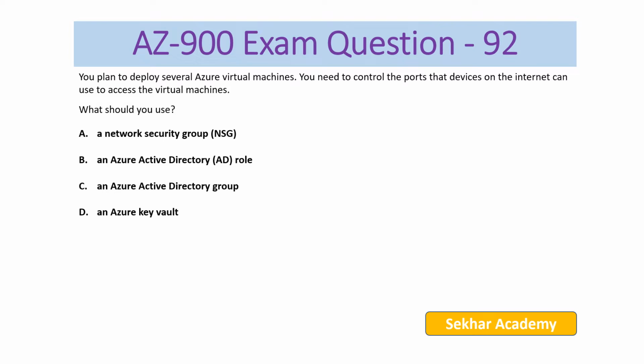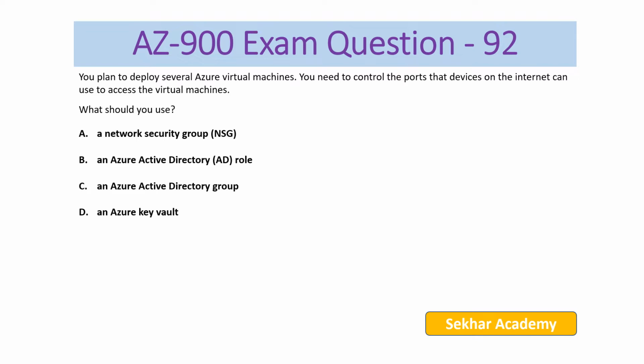AZ-900 exam question number 92. You plan to deploy several Azure virtual machines. You need to control the ports that devices on the internet can use to access the virtual machines, right? So what should you use?